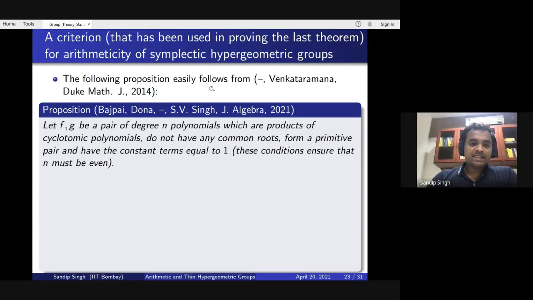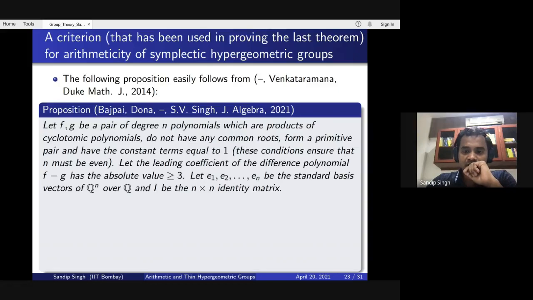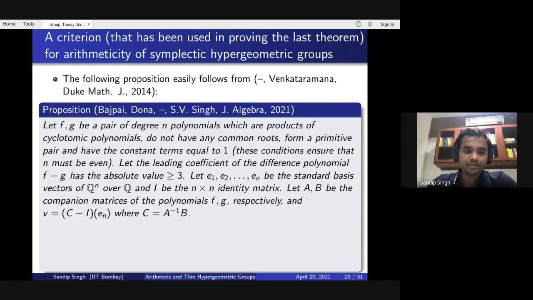This proposition tells that if f and g are a pair of degree n polynomials which are products of cyclotomic polynomials, do not have any common roots, form a primitive pair, and have constant term equal to 1, and of course these conditions ensure that n must be even. Let the leading coefficient of the difference polynomial f minus g have absolute value greater than or equal to 3. Let e1, e2, ..., en be the standard basis vectors of Q^n over Q, and I be the n by n identity matrix. Let A and B be the companion matrices of the polynomials f and g.